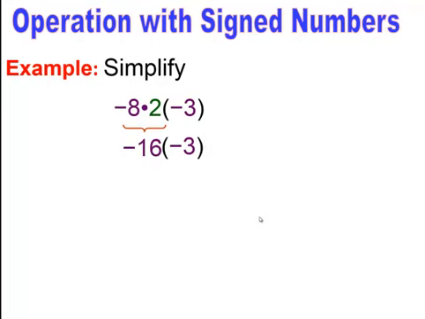And then I'm going to multiply it to that negative 3. So I have a negative 16 times a negative 3. Negative times a negative will give me a positive answer. So I end up with a positive 48.